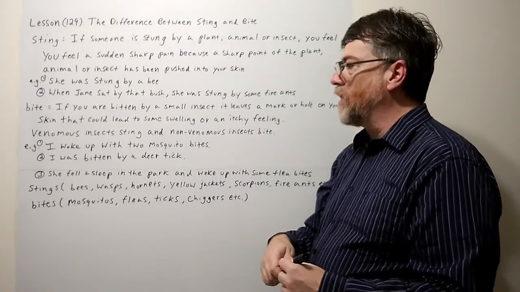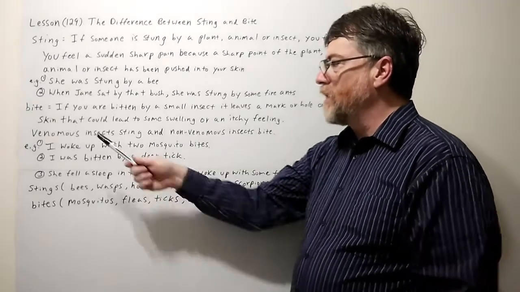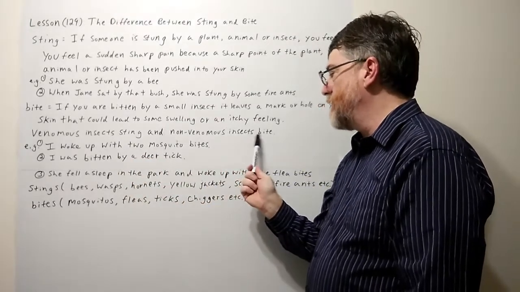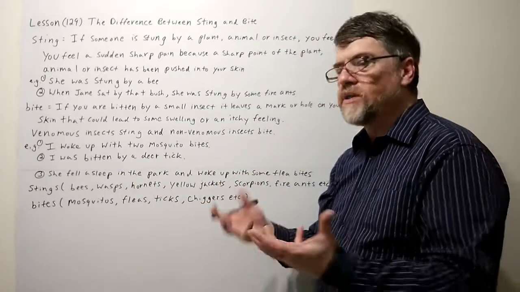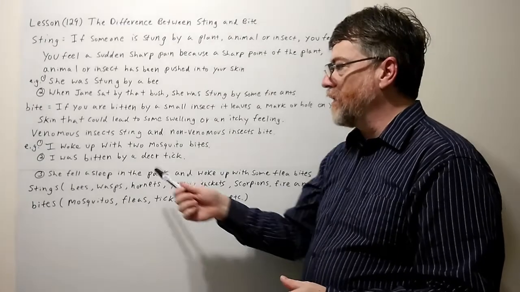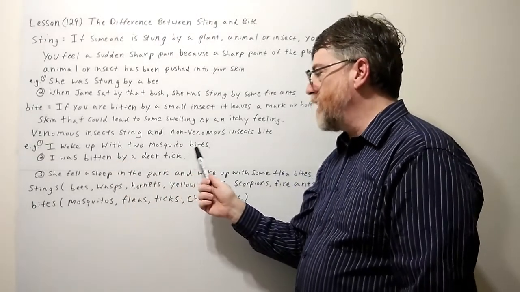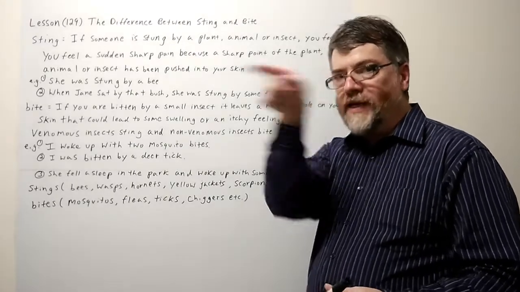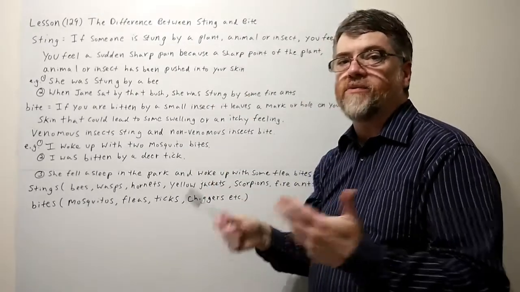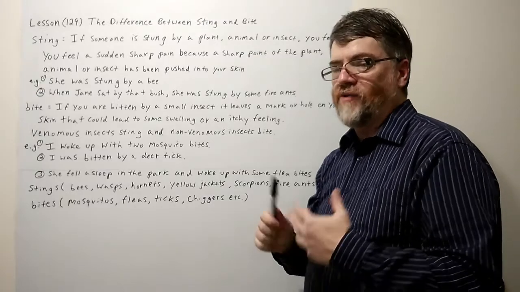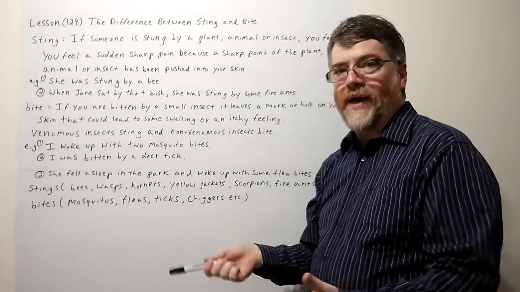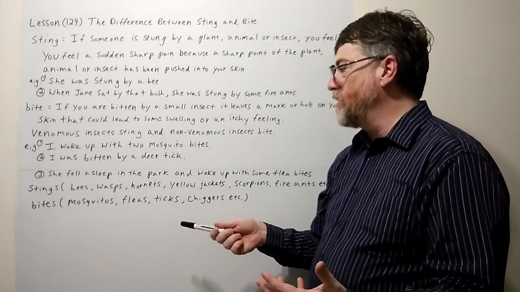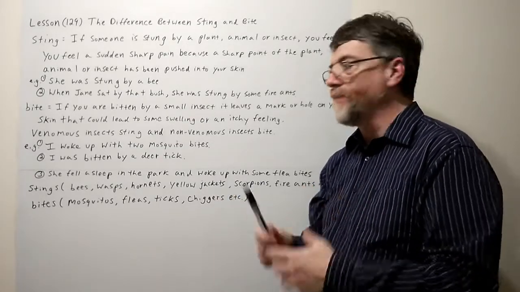All right, here's another note. Some people say this, that venomous insects sting and non-venomous insects bite. That's mostly true. All right, let's look at the example. I woke up with 2 mosquito bites. Again, this is one where the mosquito does have a needle. They do have a stinger, but they don't sting. If you do get a mosquito bite, you don't feel pain right away. So we say mosquitoes bite. We don't say that mosquitoes sting.